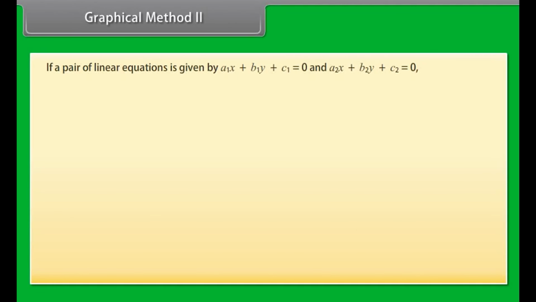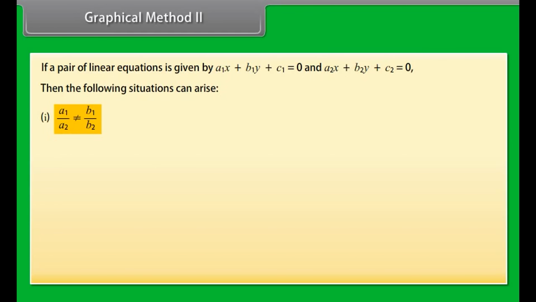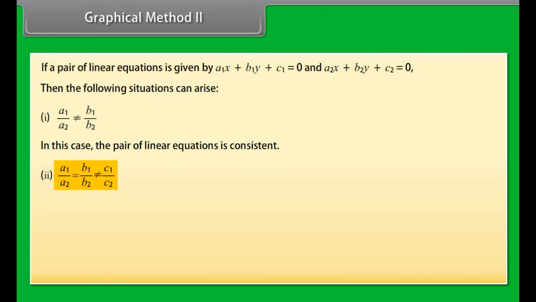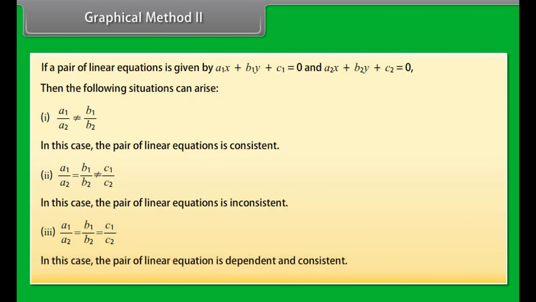Graphical method 2. If a pair of linear equations is given by a1x + b1y + c1 = 0 and a2x + b2y + c2 = 0, then the following situations can arise. 1. a1/a2 is not equal to b1/b2. In this case, the pair of linear equations is consistent. 2. a1/a2 = b1/b2 is not equal to c1/c2. In this case, the pair of linear equations is inconsistent. 3. a1/a2 = b1/b2 = c1/c2. In this case, the pair of linear equations is dependent and consistent.